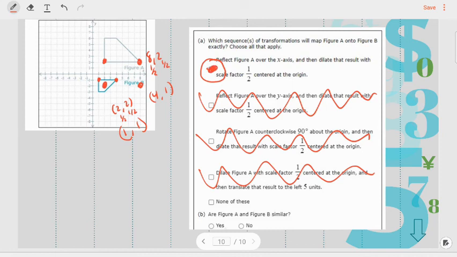So selecting that top option, are they similar? Yes, they are. All right.